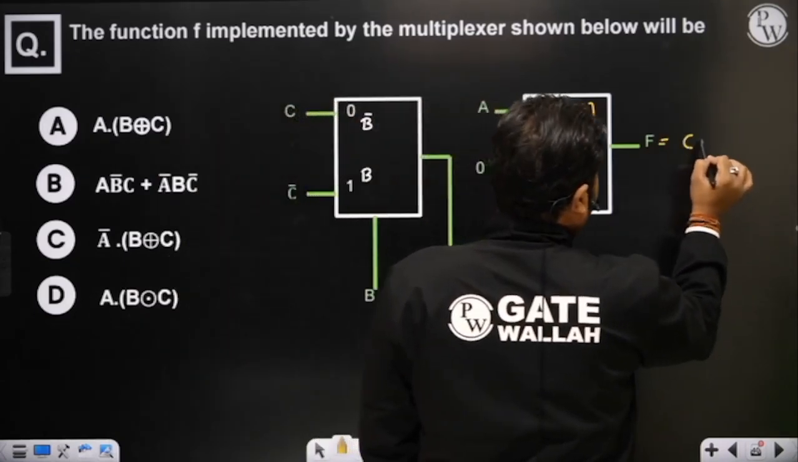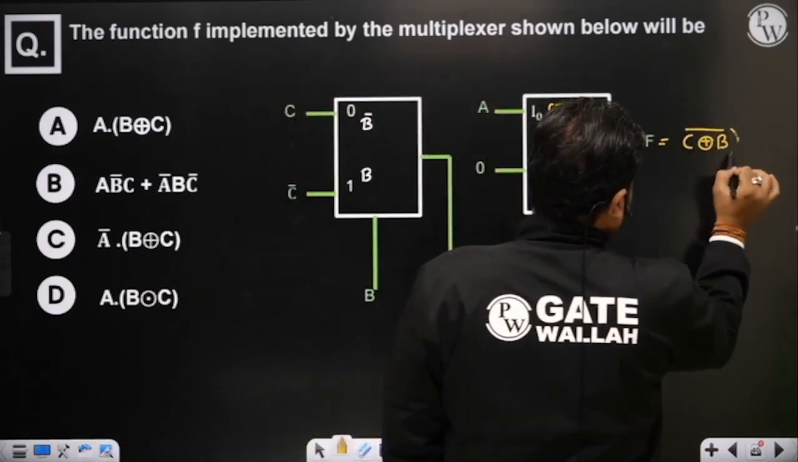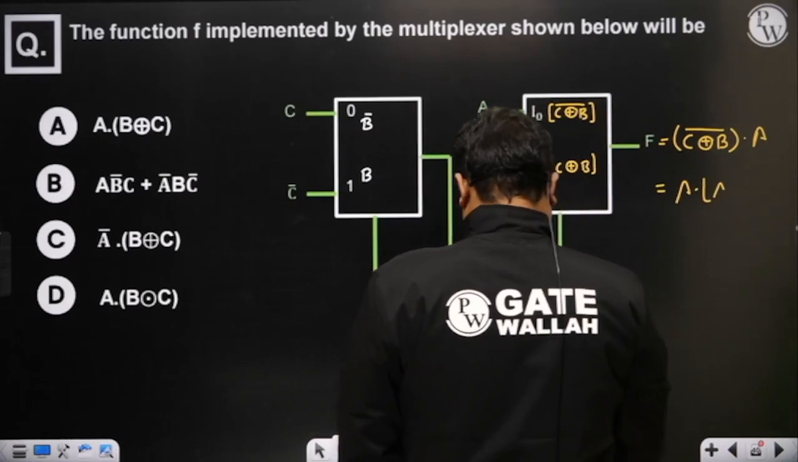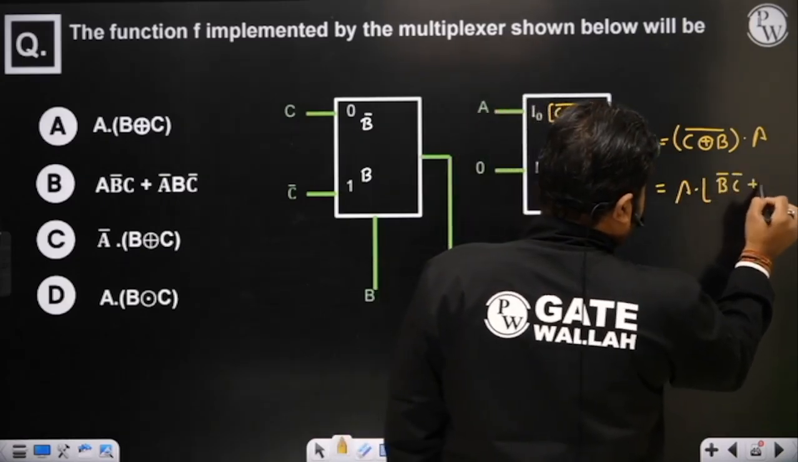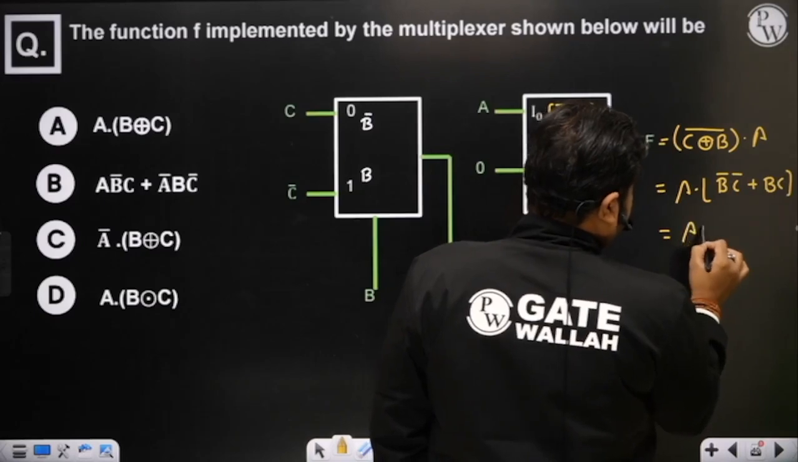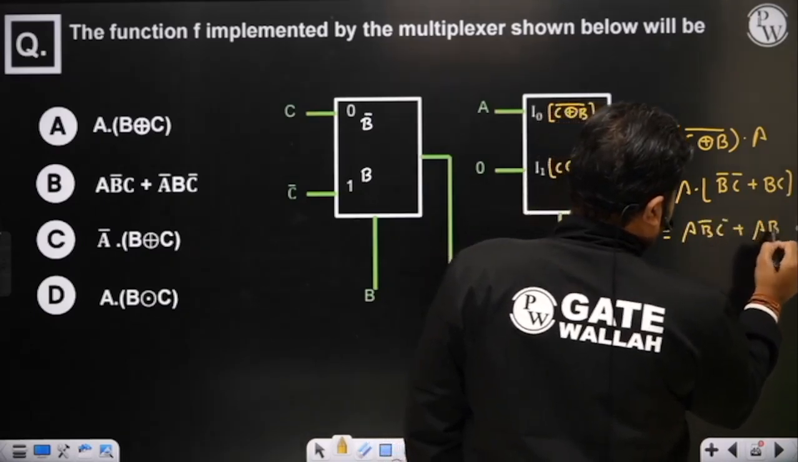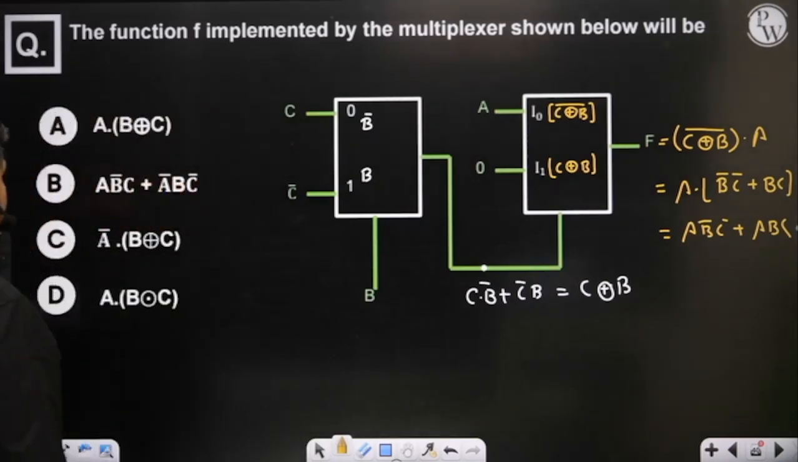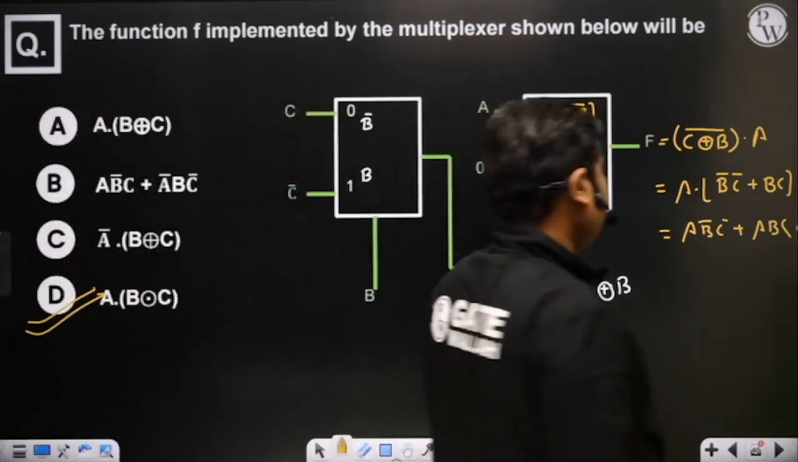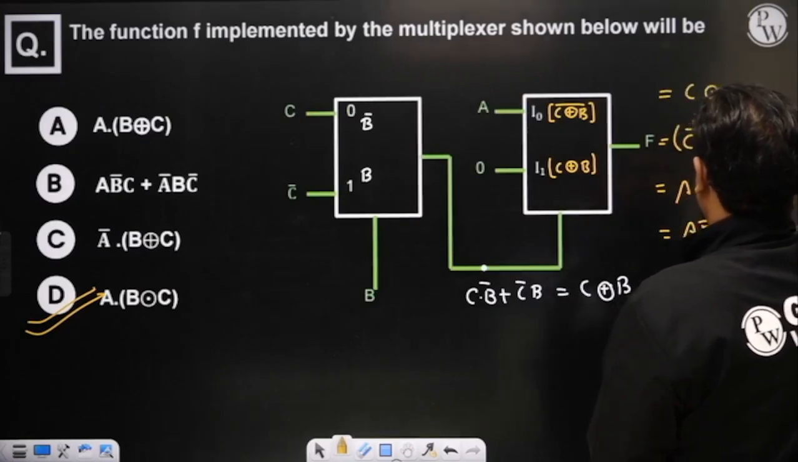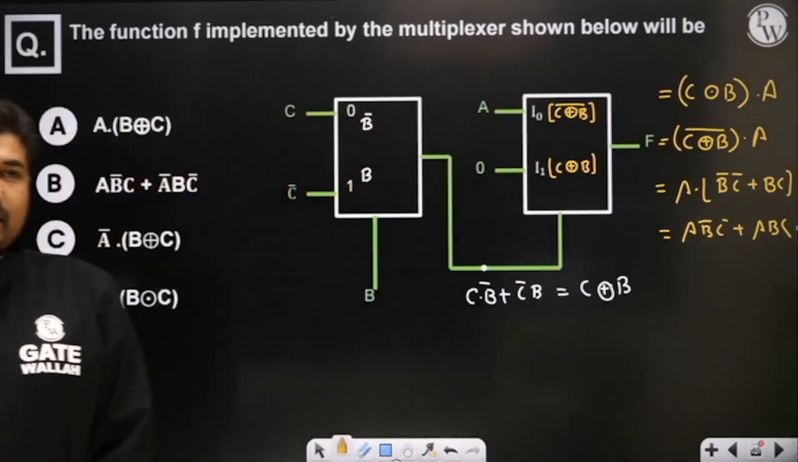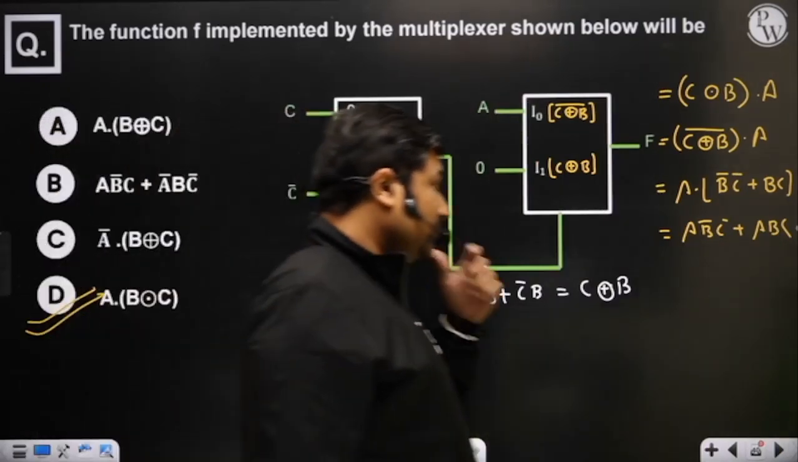What are we getting at the output? C XOR B bar into A. So it means the function is A into (B C bar plus B bar C bar plus BC). So it means A B bar C bar plus A BC. A B bar C bar plus A B C. If you observe, this is A B XNOR C also. All are the same. Is it okay? Great, sir. So you can easily do this type of question.